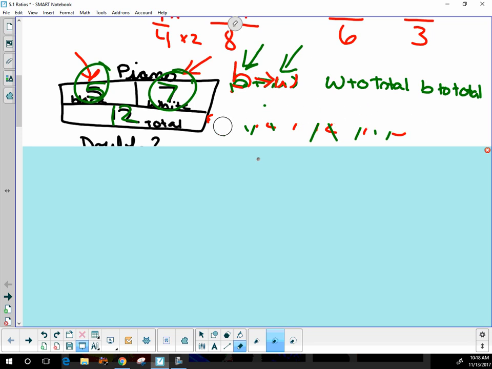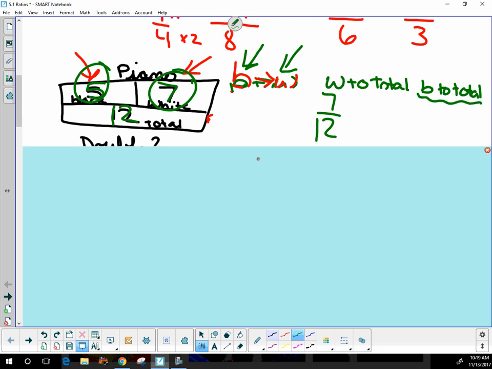How about the next one says W to total. So I'm looking for the number of white piano keys to the total. So set that up. How many white keys? 7. The total amount of keys are 12. Okay. How about the number of black piano keys to total? Set that up. We already did black first as 5 and total is 12.